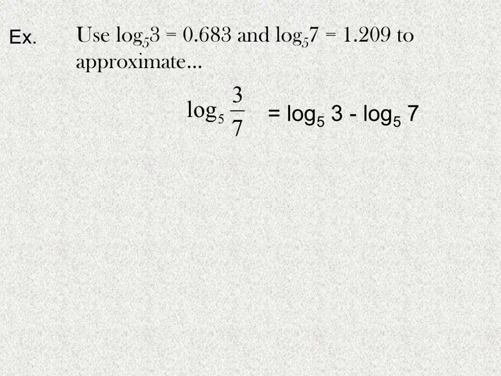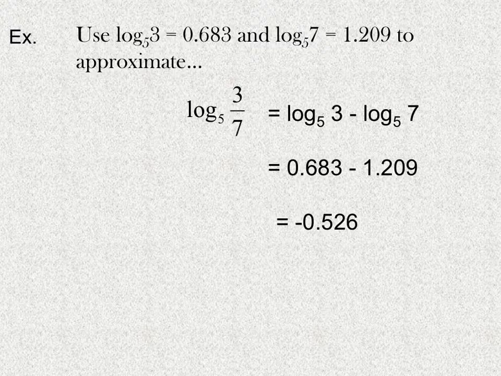So we end up with that, where we have the log of 3 minus log of 7, and then from there we can substitute 0.683 minus 1.201, and end up with a negative number, negative 0.526. Okay, so this is an approximation of this using these values.